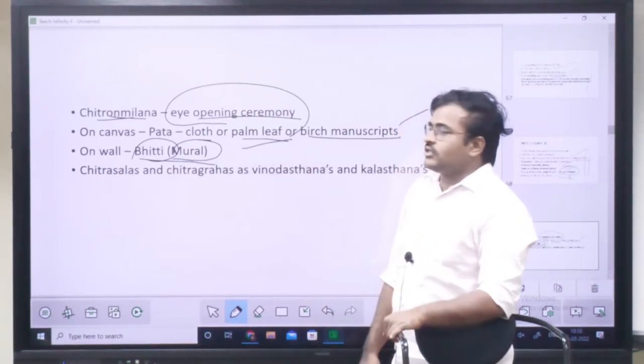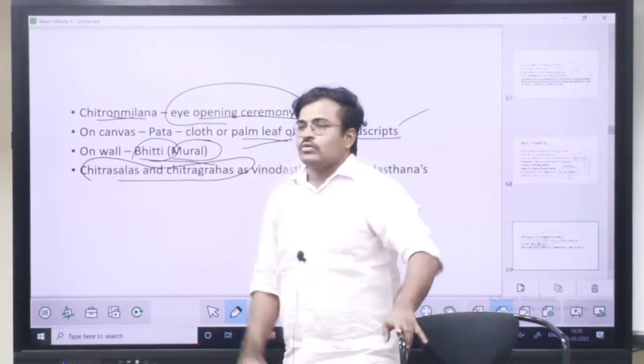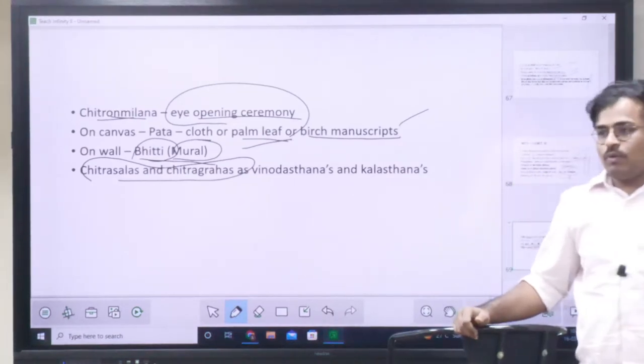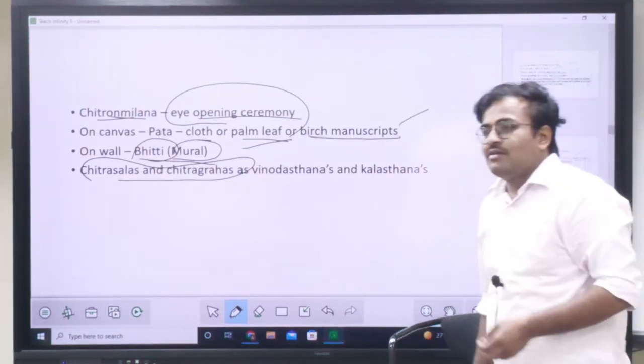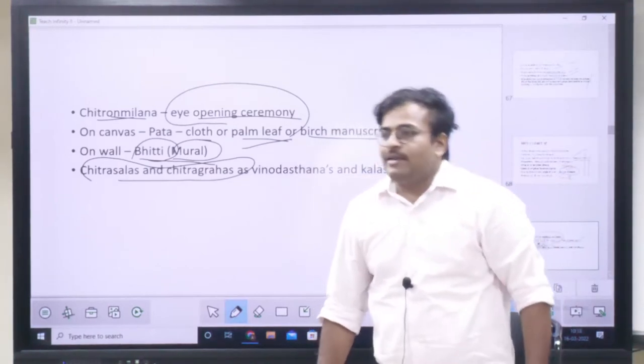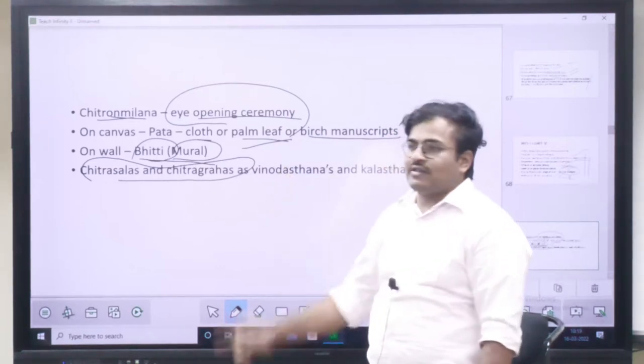Okay, and in ancient India there were many examples of chitrashalas and chitragrahas. Okay, chitrashalas and chitragrahas were present from ancient times. Because at that point of time, they had no movies, right? No entertainment. So what they used to do is carry paintings from one village to another village. They used to establish these chitrashalas and chitragrahas.